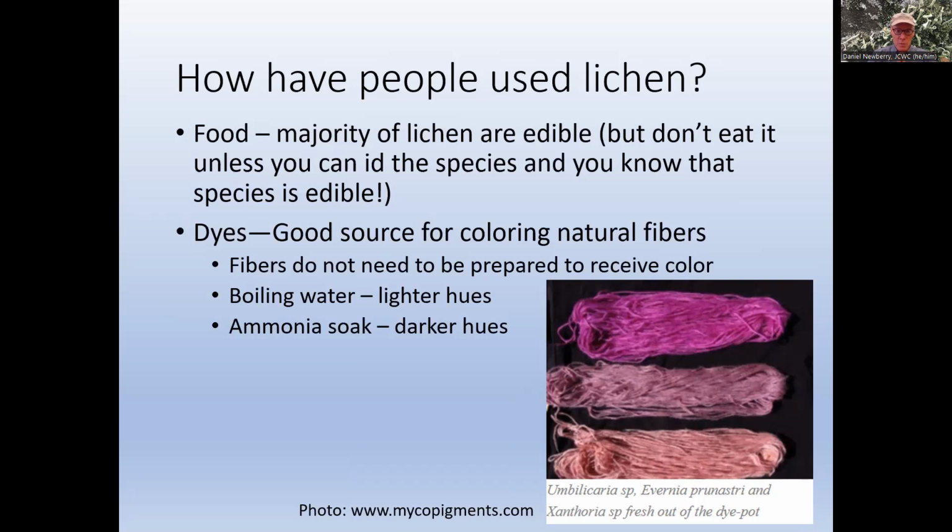One is a method that involves boiling water, and that usually results in lighter hues. There's another method where an ammonia solution is put in a bottle, and the fibers are put in with it. It's shaken from time to time and kept in there sometimes for days. And the longer you keep it in there, the darker the hue of the dye.